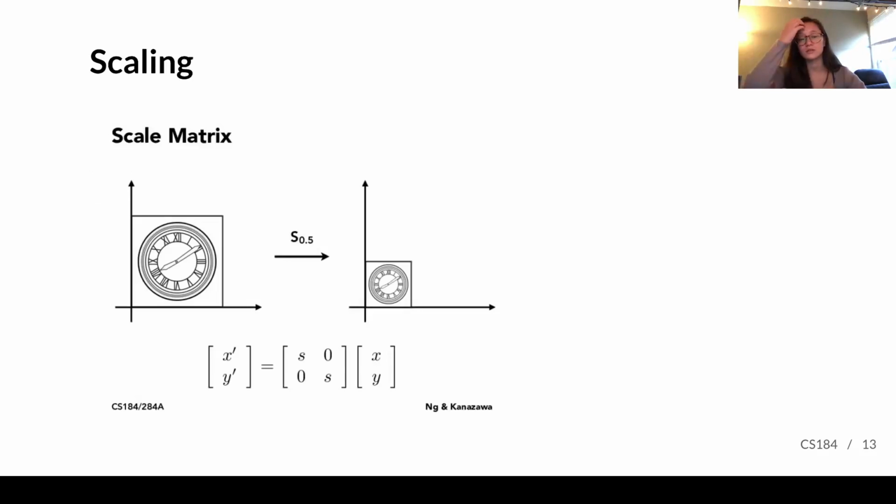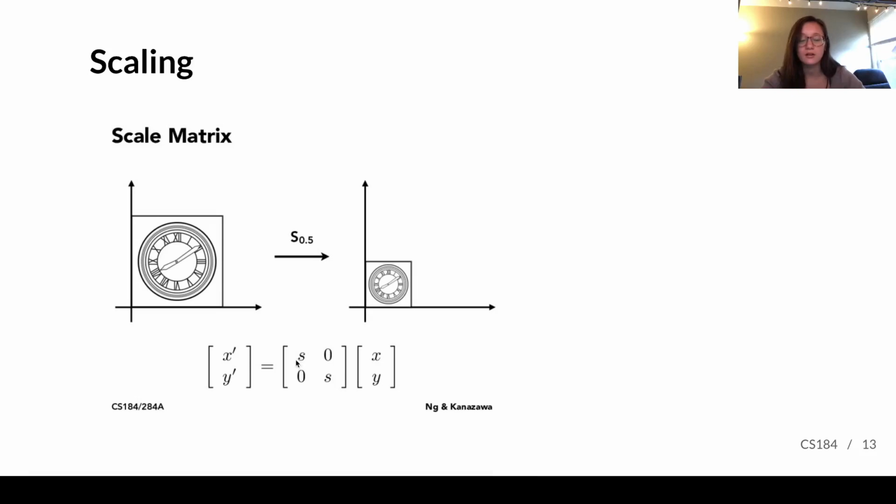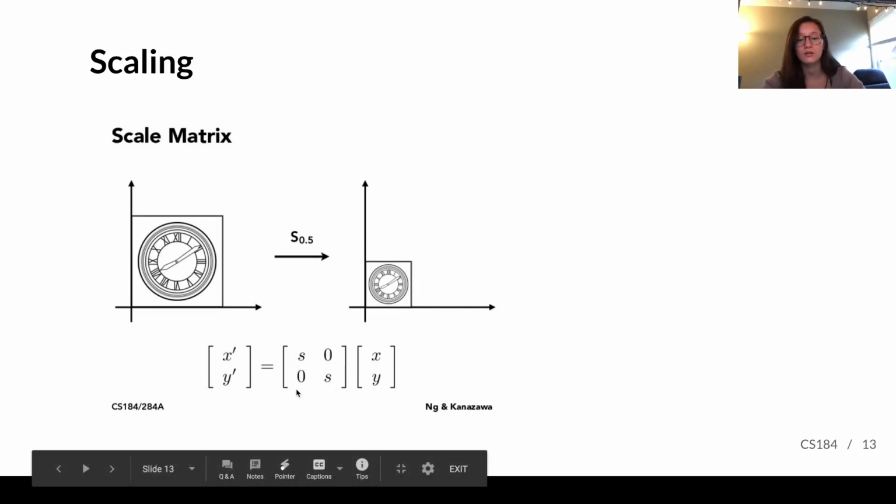So the first matrix we're going to look at is the scale matrix. If you want to keep all of the ratios in some image or some object the same, you just want to make it smaller or larger, then you would just create a scale matrix right here, and that would just have your scaling factor on the diagonal and then zeros on all of the off diagonal entries.